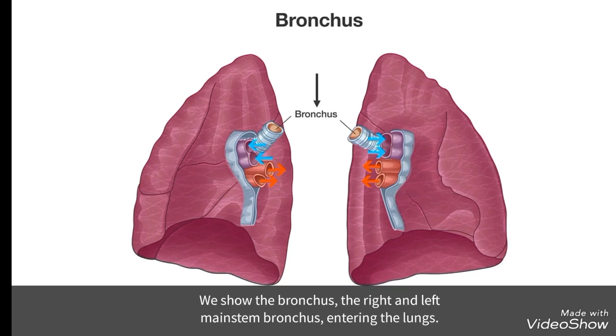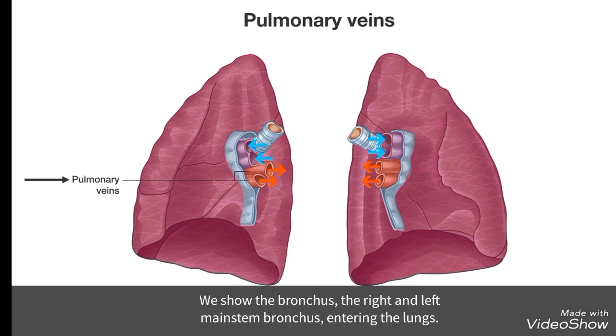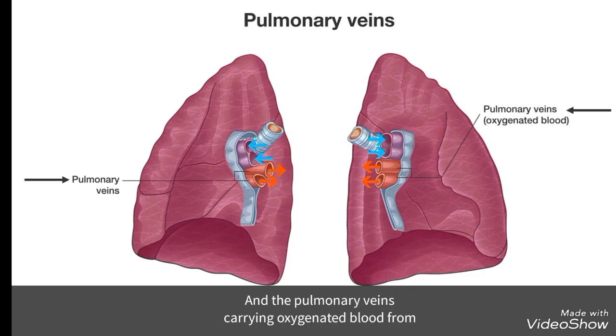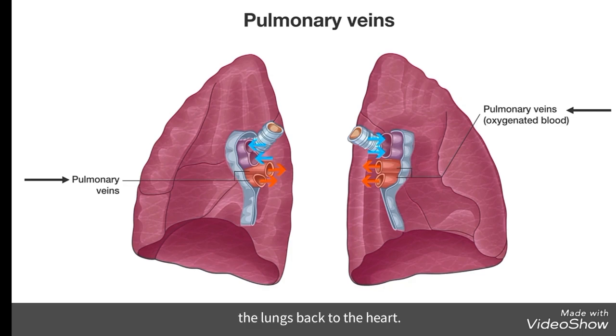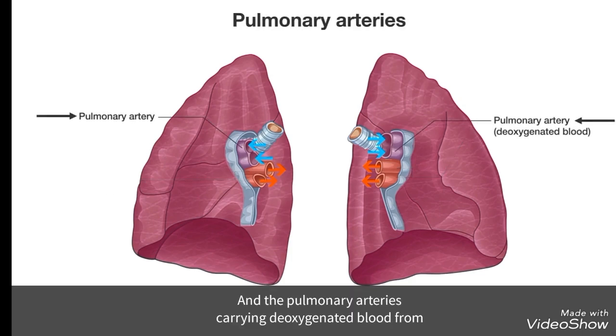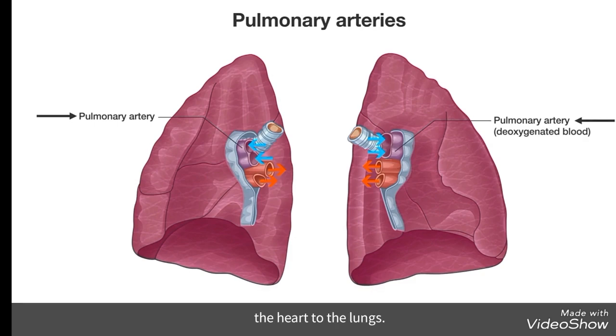We show the bronchus, the right and left mainstem bronchus entering the lungs, the pulmonary veins carrying oxygenated blood from the lungs back to the heart, and the pulmonary arteries carrying deoxygenated blood from the heart to the lungs.